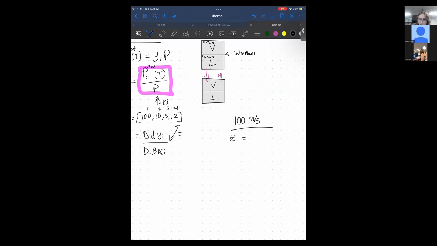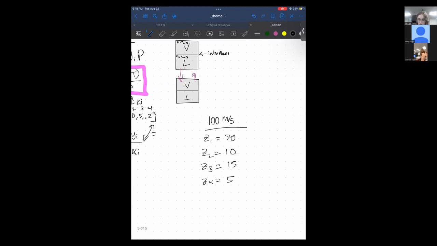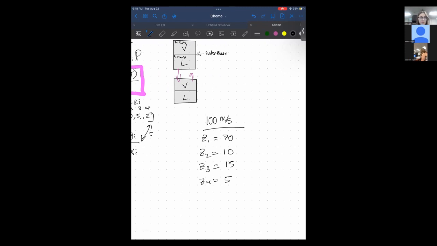And we're going to have a mole fraction of Z1, which could be like 70. And then a mole fraction of Z2, which could be like 10. And then a mole fraction of Z3, and these can equal 15. And we have a mole fraction of Z4, which could just equal 5. So these don't have to be exact. We're just guessing. There's not a rhyme to it, but we're just going to do this.